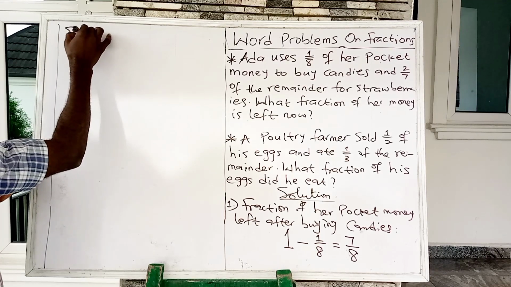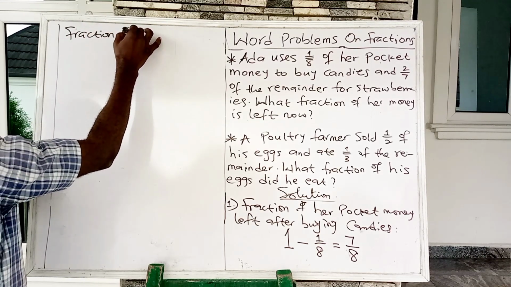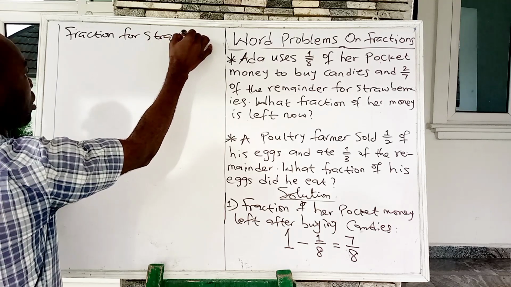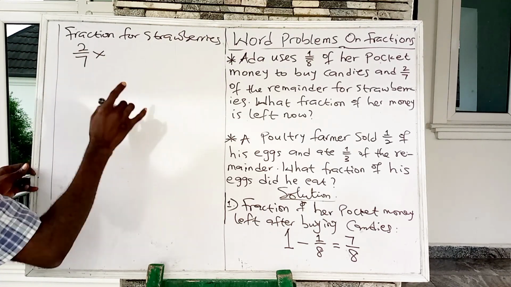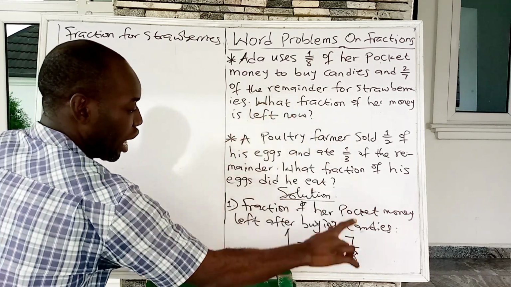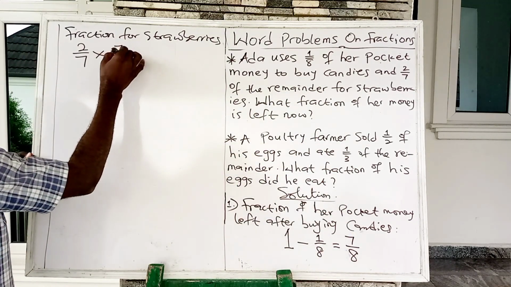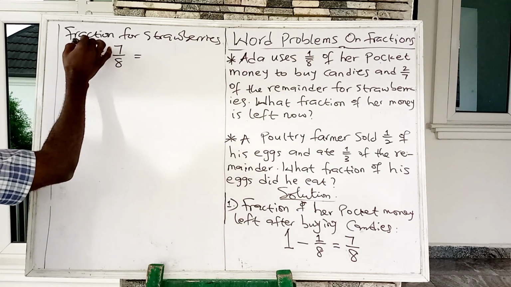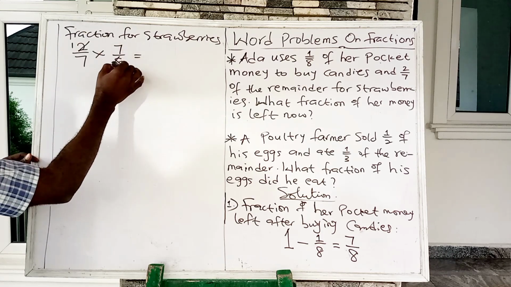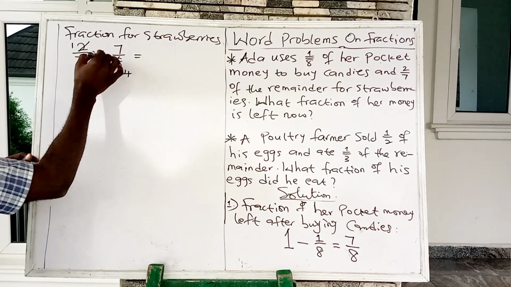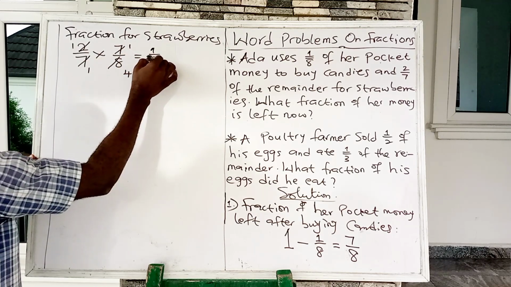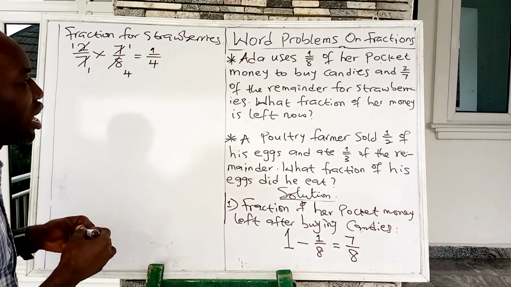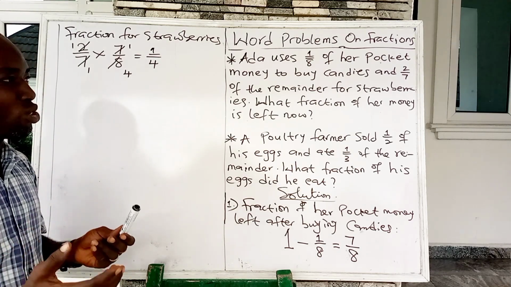So say fraction for strawberries is 2/7. The question says of the remainder, and the remainder is 7/8. Then we'll cancel out from here. 2 divided by 7 is 1... 2 into 8 is 4. 7 divided by 7 is 1. 7 divided by 7 is 1. So 1 times 1 is 1. 1 times 4 is 4. So this is the fraction Ada used for buying strawberries.